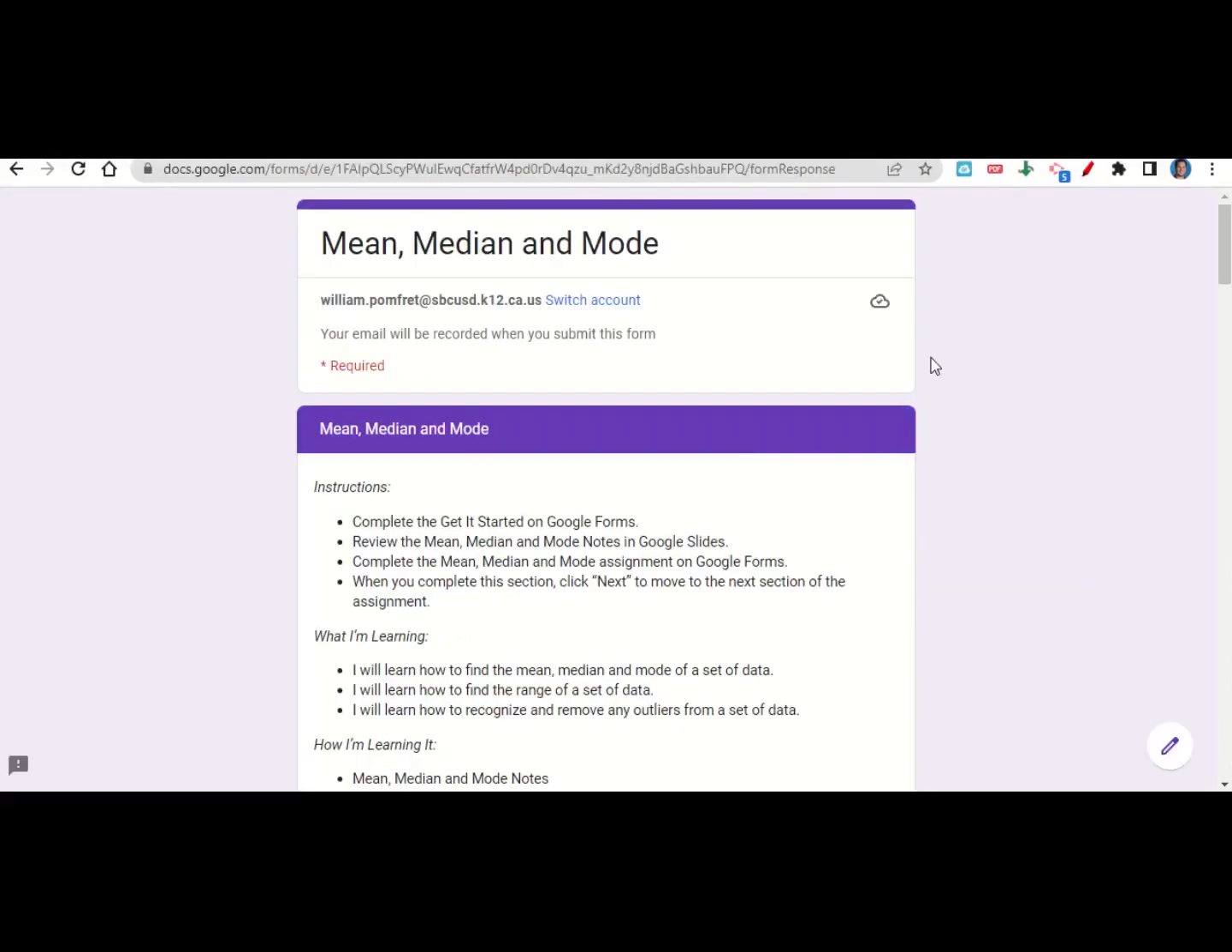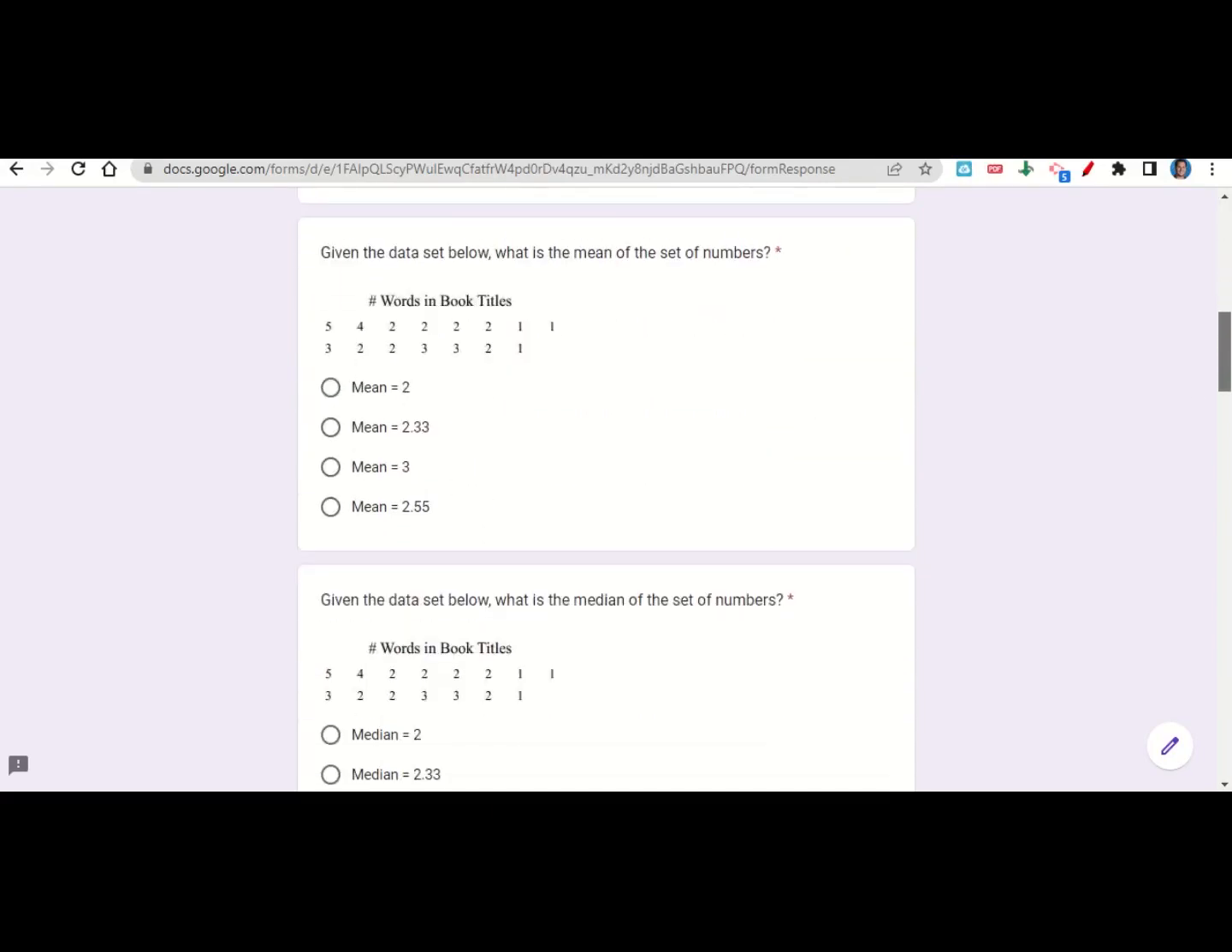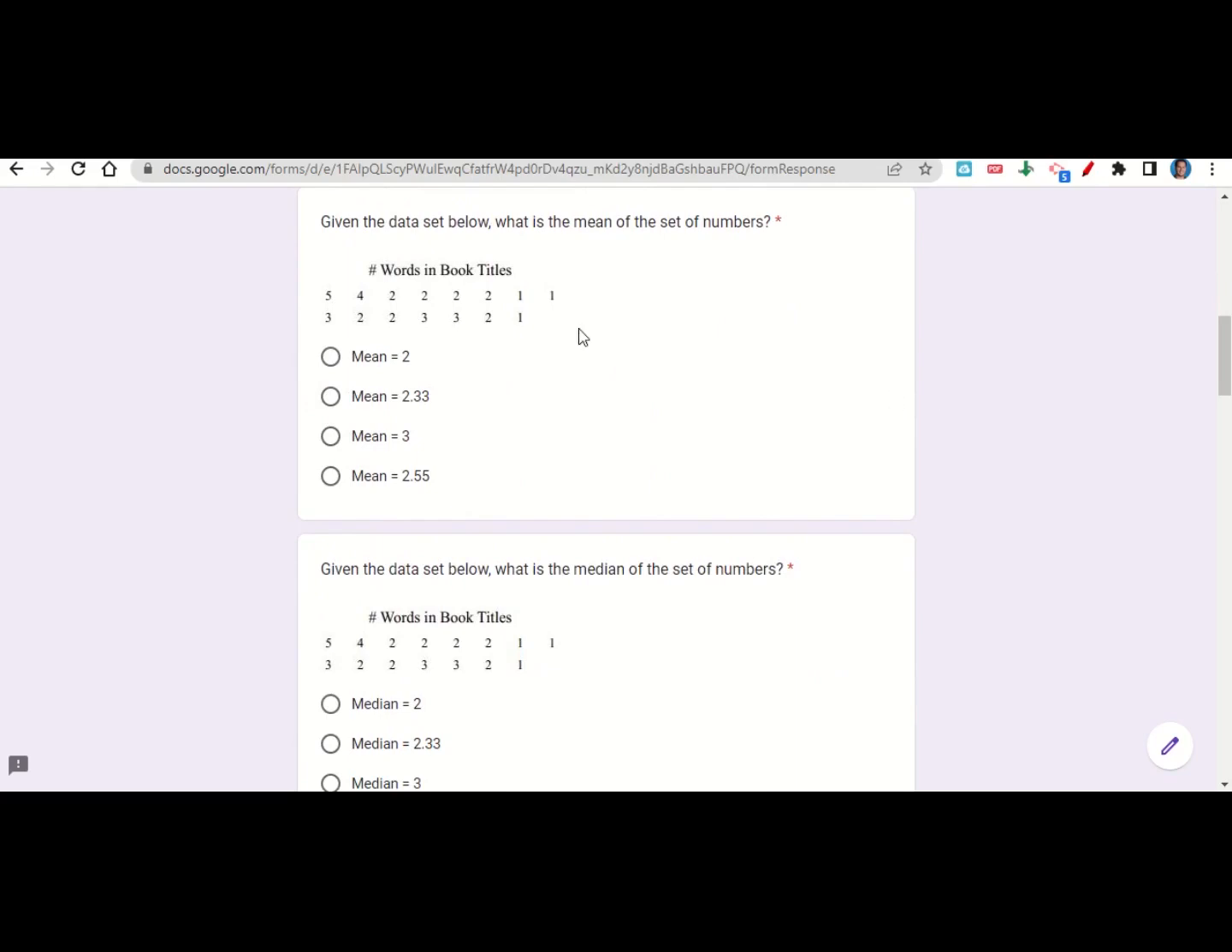Let's take a look now at the mean, median, and mode assignment. The assignment begins with the learning goals and success criteria. If we scroll down, we can see the questions. The first one says, given this set of data, what is the mean of this set?